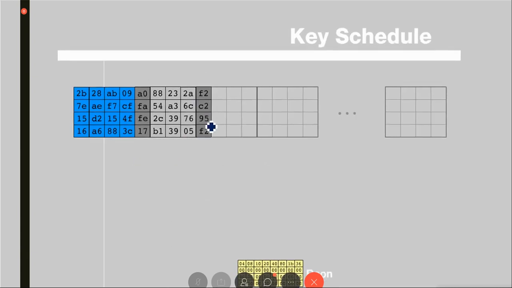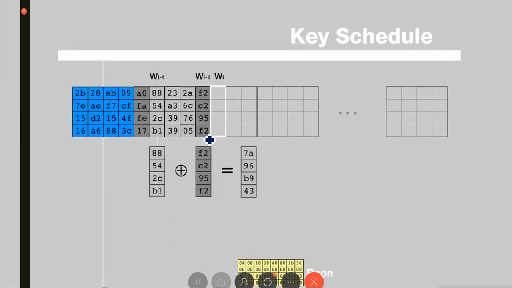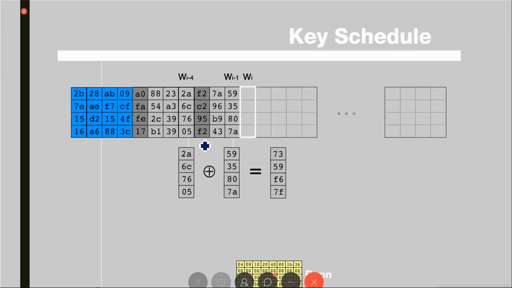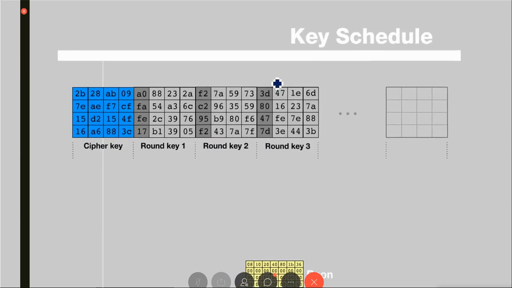Get the result and put it there, dark gray in color. For the other columns, Wi minus 1, Wi minus 4, XOR gives the result. Again the dark gray column: Wi minus 1, rotate word, substitute, Wi minus 4, XOR, constant, XOR, and we get the result. Then Wi minus 1, Wi minus 4, XOR for the rest.